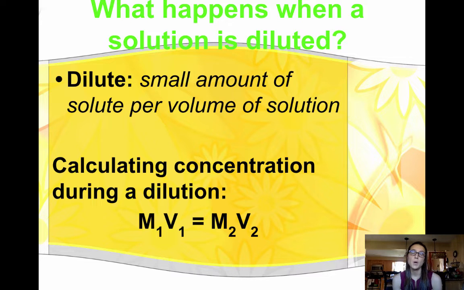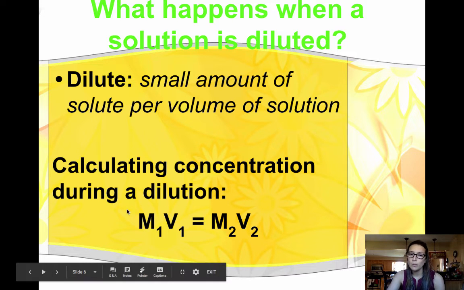So what happens when we dilute a solution? A solution is diluted when you add water. If a solution is dilute, that means you have a small amount of solute in your entire solution. A diluted solution is when you have way more solvent than solute. Typically we think about it as being watered down.